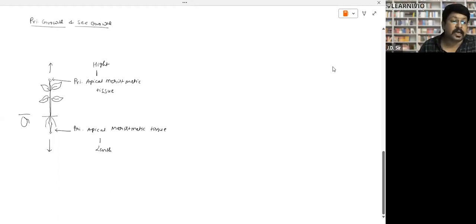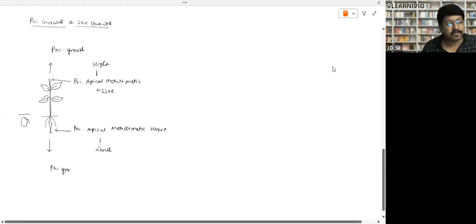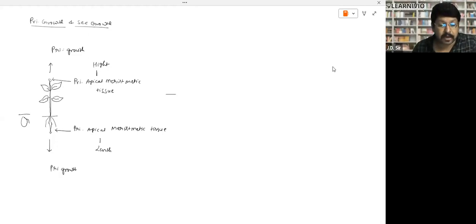This growth, the increment of the height or length due to these primary meristematic tissues, we call primary growth. In layman's terms, primary growth means increase in the length or height of the plant because of primary meristematic tissue. Is that clear to all of you? I think it should be crystal clear. Keep on responding to me, please. Yes, sir.